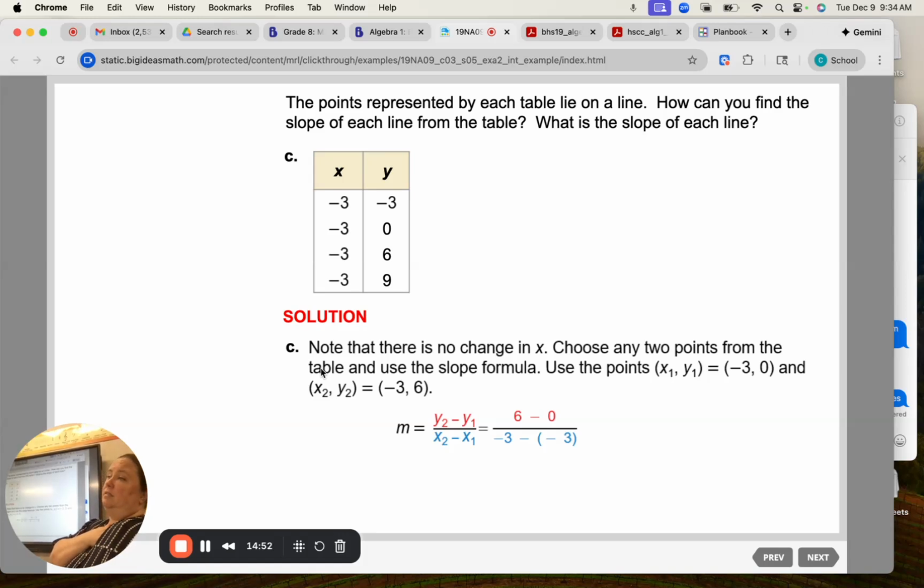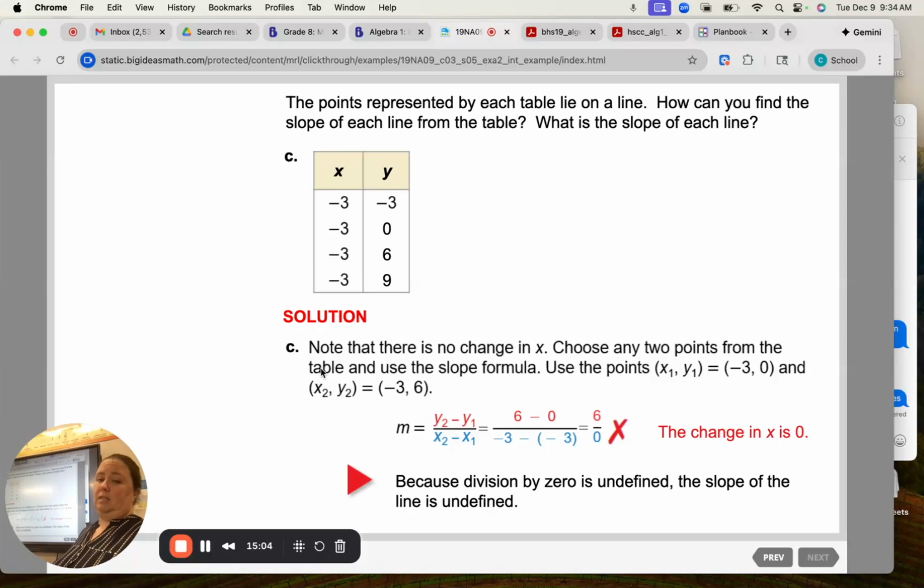So 6 minus 0 is 6. This becomes a plus, so negative 3 plus 3 is 0. You can't divide by 0. So this is undefined. So the slope is a vertical slope. But yeah, slope is undefined. Any questions?